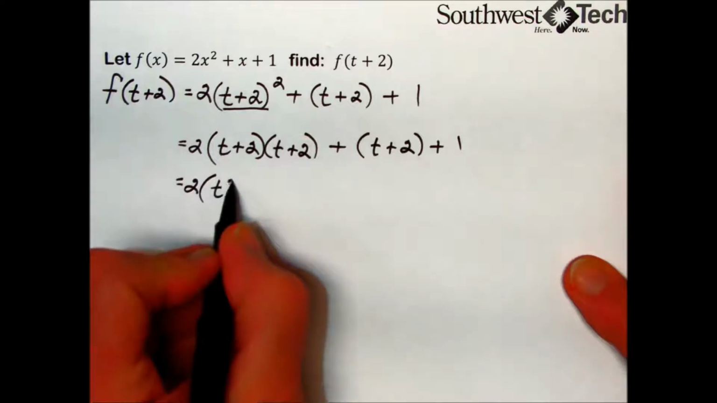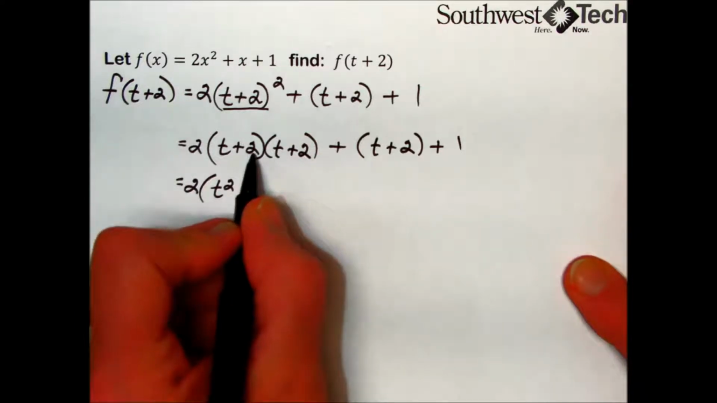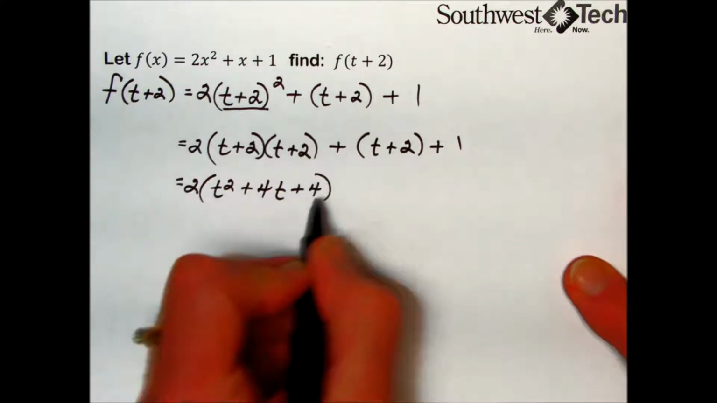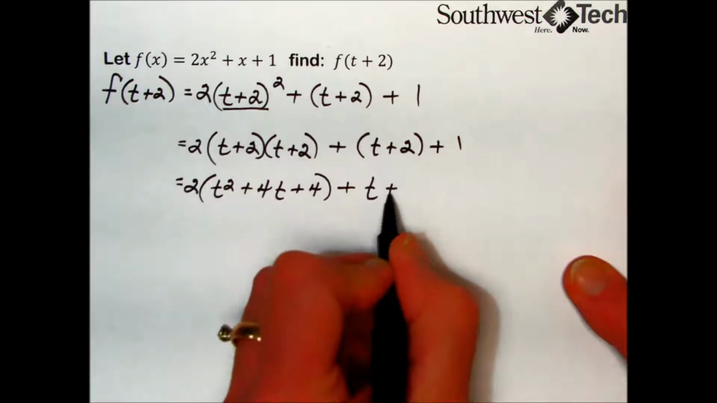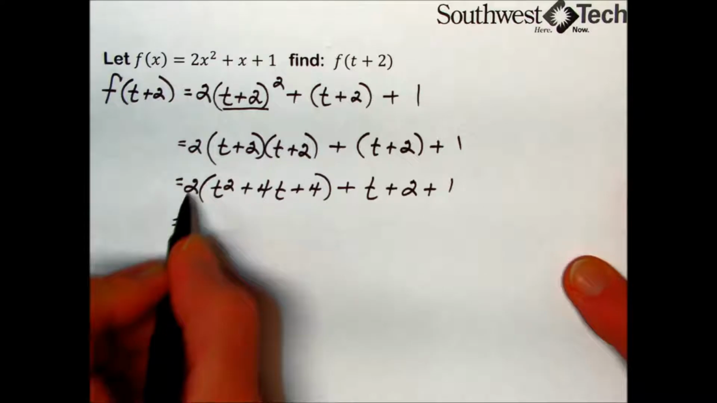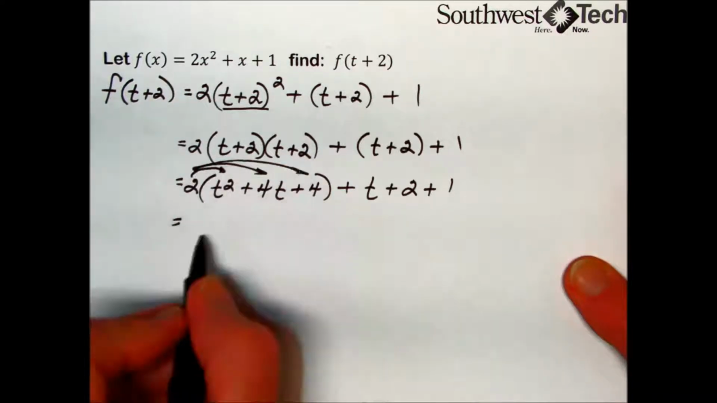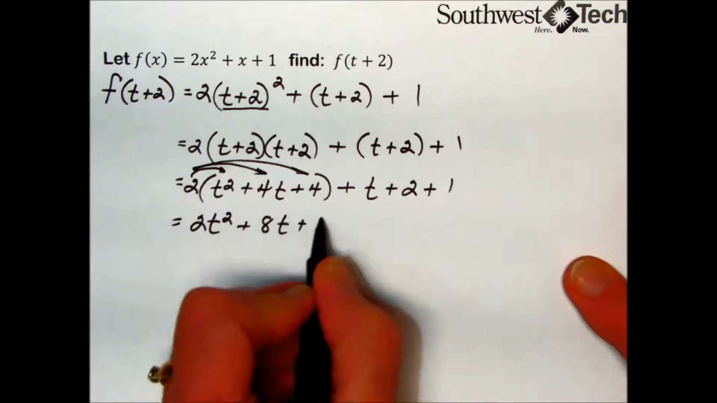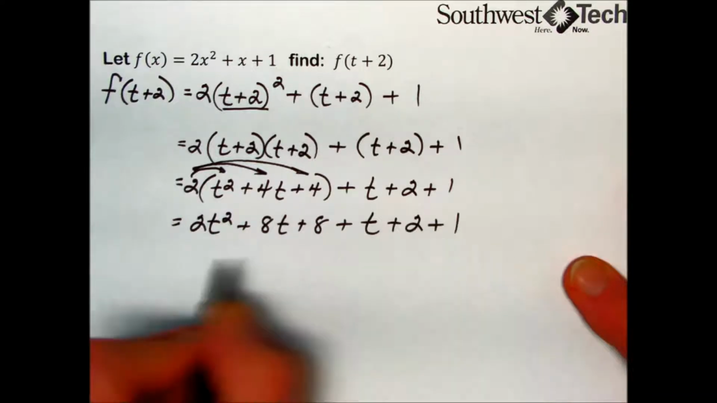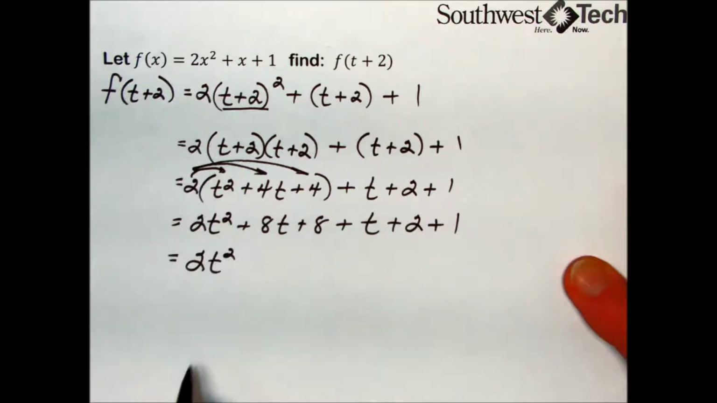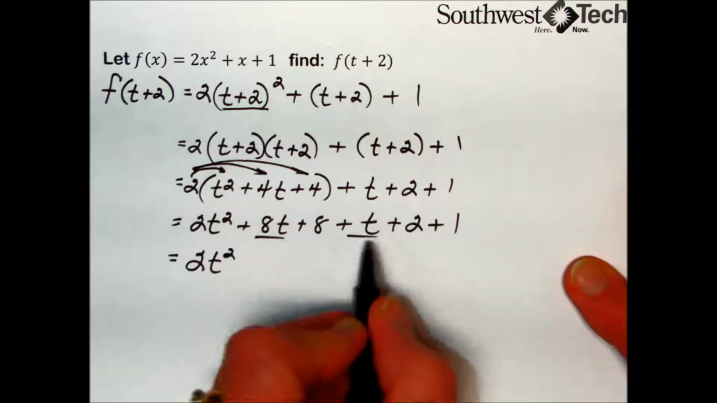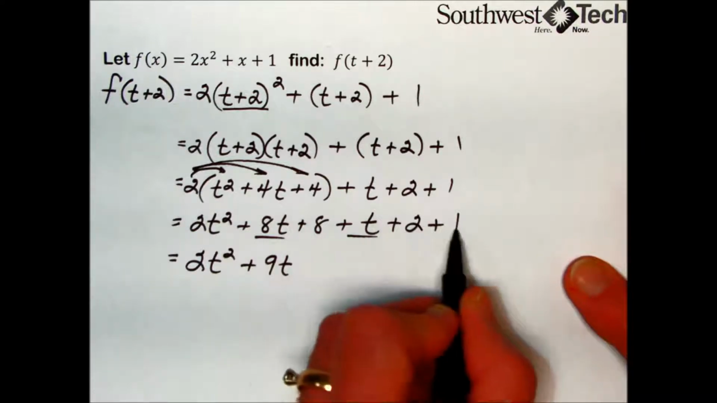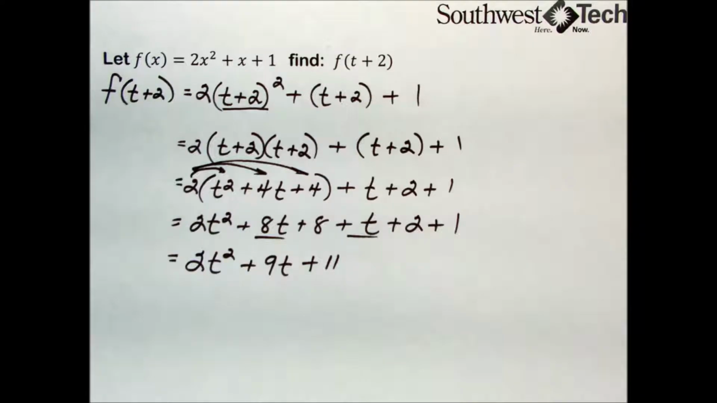Multiplying first terms together, we would have a t squared. Outside would be a 2t. Inside would be another 2t, which gives us a total of 4t. And last terms would be a 4. The parentheses here, because it's addition, aren't having any impact. We'll next do our distributive. Everything inside the parentheses is going to be multiplied by 2. And then last step, we will combine like terms. Nothing to combine with the t squared. We have an 8t plus t is a 9t. And integer-wise, 8 plus 2 is 10 plus 1 more is 11 for our final answer.